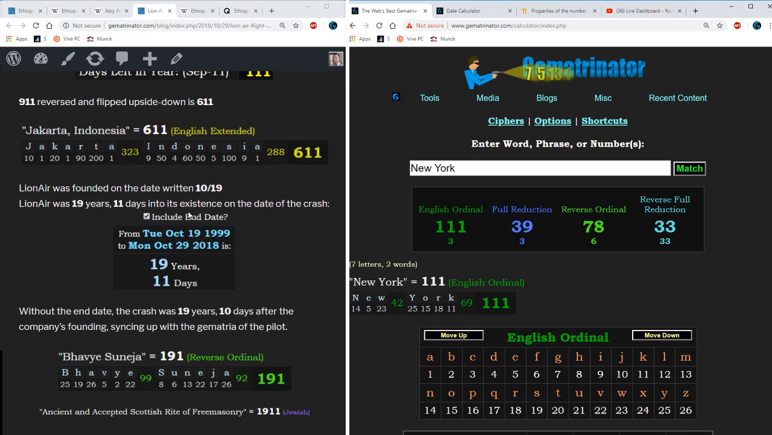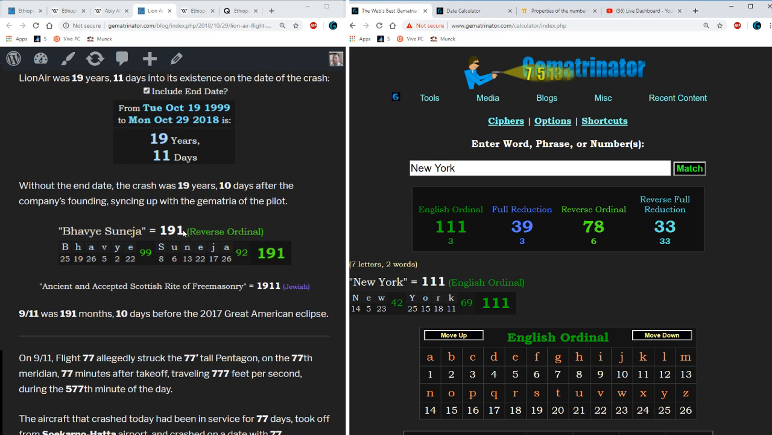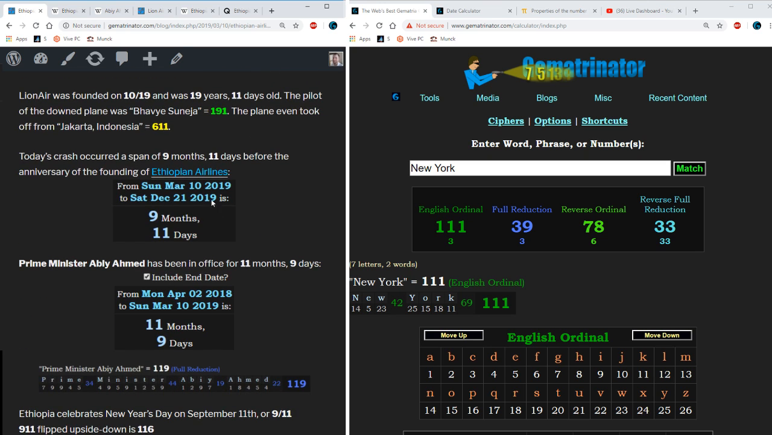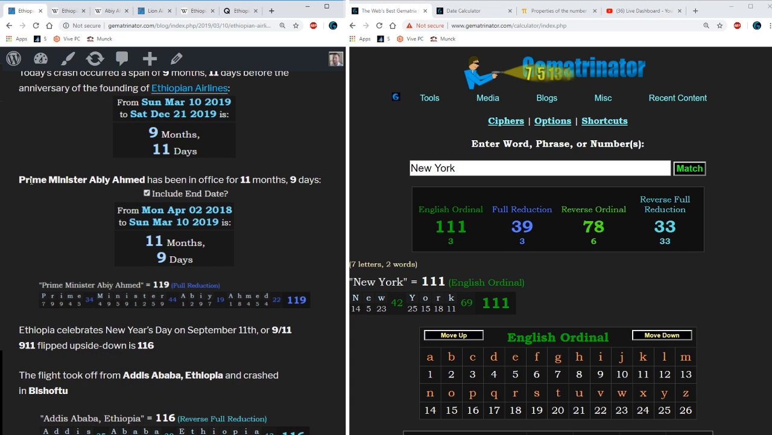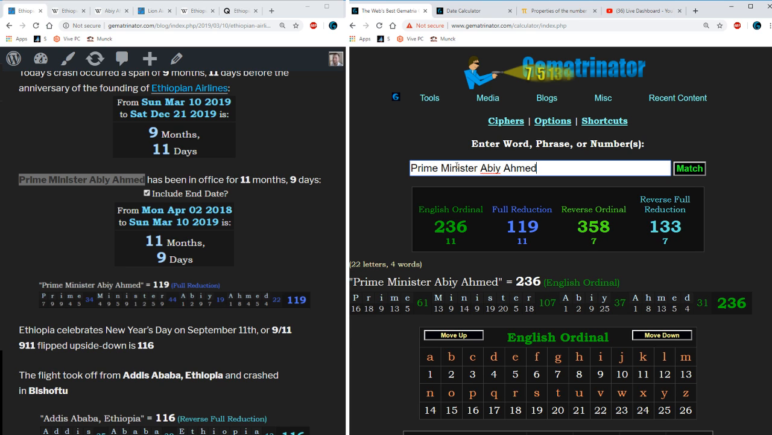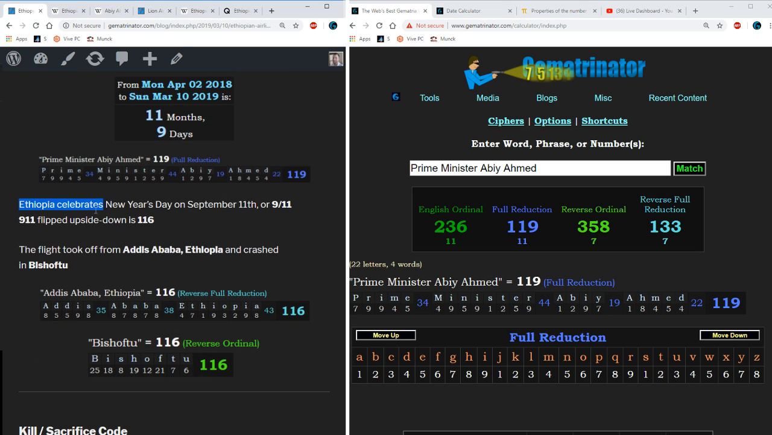Furthermore, Lion Air, the company, was 19 years and 10 days old, or 1911 with the end date. The pilot had 191 Gematria. So many connections to 9/11. Well, now check this out. Ethiopian Airlines, founded on December 21st, that date is 9 months, 11 days after today's plane crash. The Prime Minister, Abiy Ahmed, he's been in office for exactly 11 months and 9 days. And in reduction, Prime Minister Abiy Ahmed sums to 119, the inverse of 9/11. Ethiopia celebrates New Year's Day on the date September 11th, or 9/11.